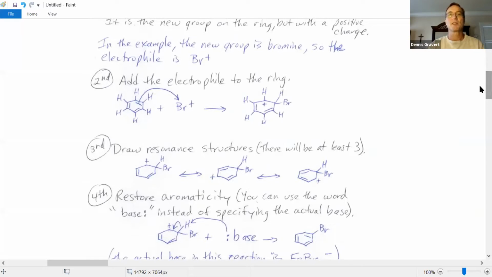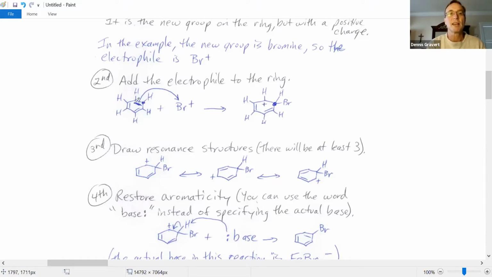Step 2, add the electrophile to the ring. So given your benzene ring, there'll be 3 pi bonds. And then you decide where your group is going to go. If you decide, like I did here, that you want bromine to go onto this carbon, then what you have to do is find the pi bond connected to that carbon. It's right here.